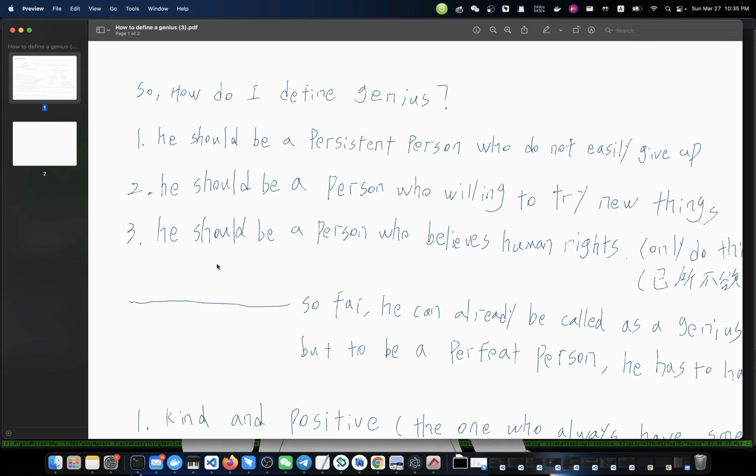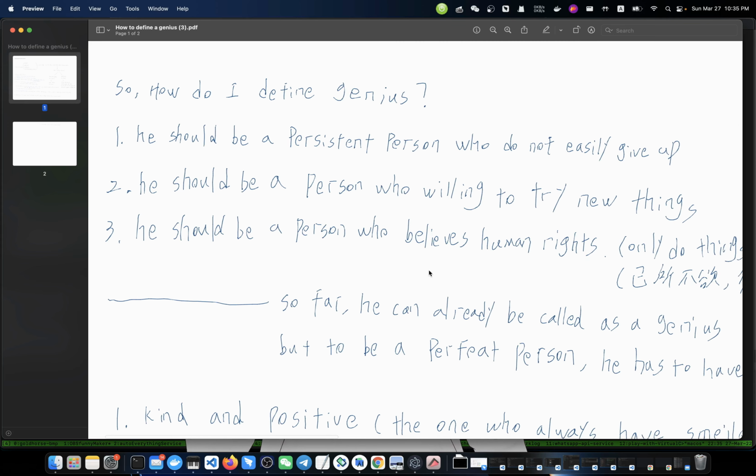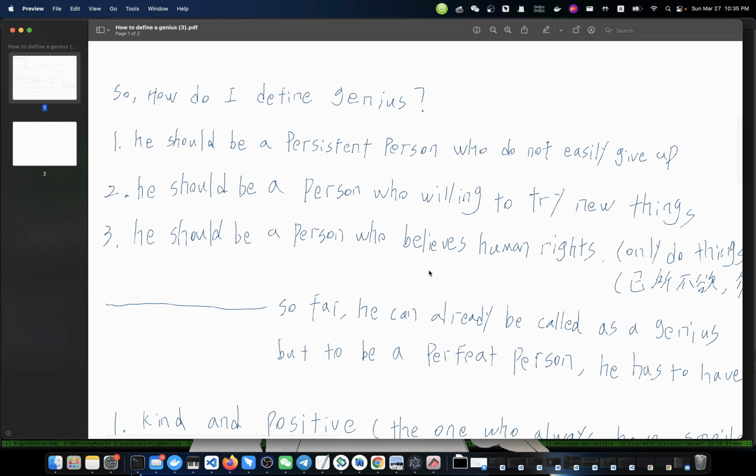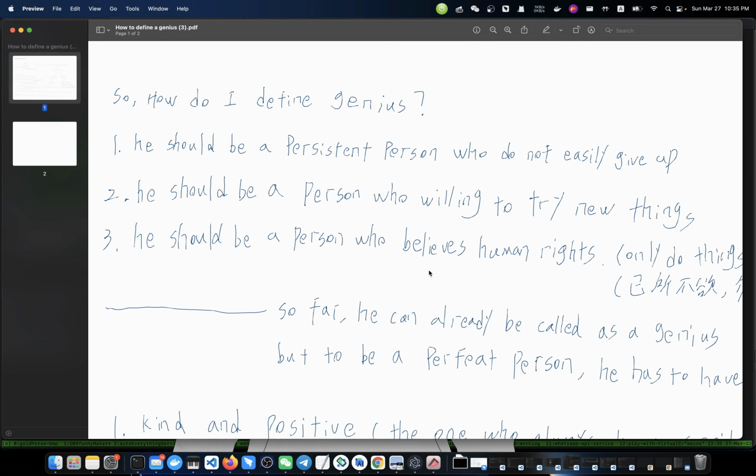The next tag is, he should be a person who believes in human rights. This one is very important, because without it, the person would have no standards, would have no principles.